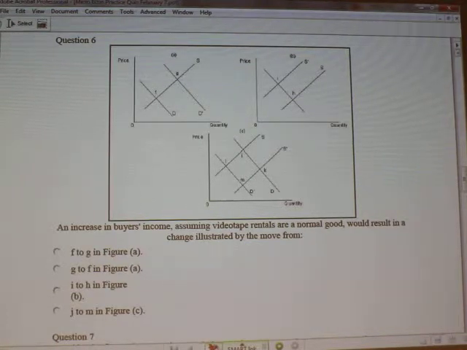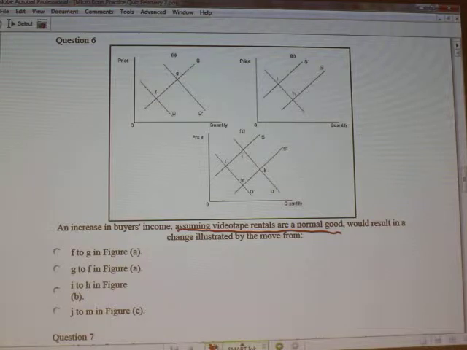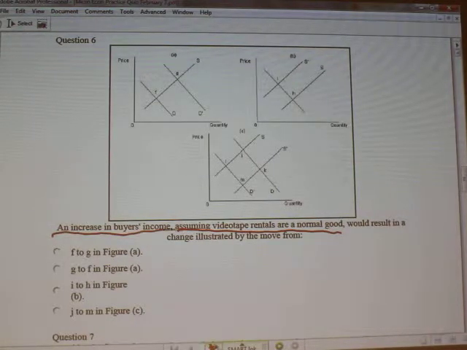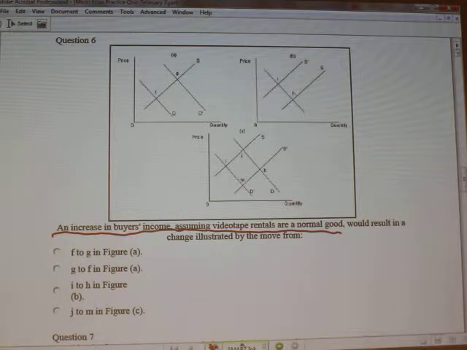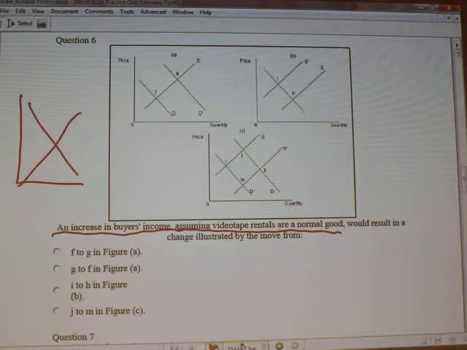But anyway, if we're assuming videotape rentals are a normal good, that means that as income goes up, demand goes up as well, right? So an increase in buyer's income will cause demand to go up. So this should be pretty easy then, just by looking. I mean, you can draw your figure, demand and supply. We said demand's going to go up. And so which one does this look like? The answer is A.